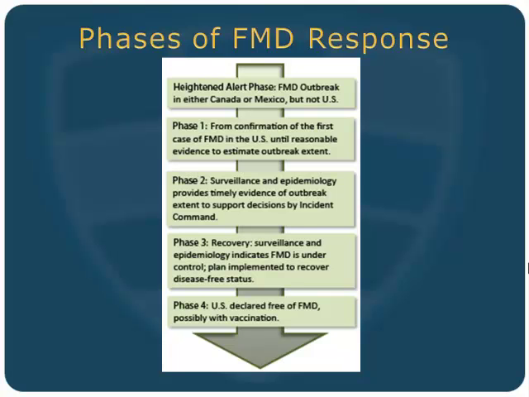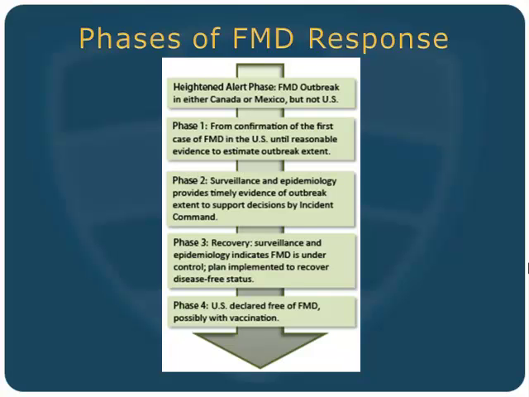So we've got a heightened alert phase. That's when we don't have FMD in the United States, but it's in Canada and Mexico. We have a phase 1 where we have FMD confirmed in the United States. This phase basically is in place until there's reasonable evidence to estimate an outbreak event. What we're shooting for is 4 days, to get the information for the scope of an outbreak in 4 days before you move to phase 2.